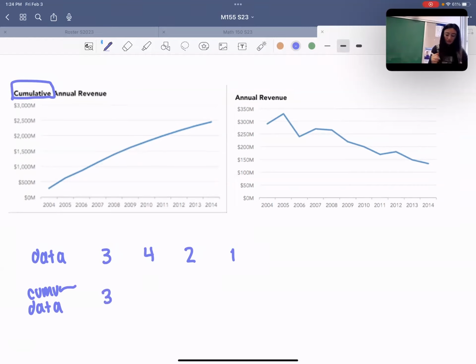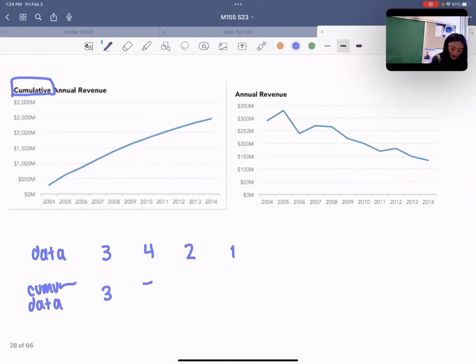What would the cumulative data for February be? 7, right? Because you're going to take 4, but add everything that came before it. So it's literally 4 plus 3 makes the cumulative data 7. What would be the cumulative data for March? 9, right? Because it'd be 2 plus 4 plus 3. And then for April, it'd be 10, right? Because it'd be 1 plus 2 plus 4 plus 3.